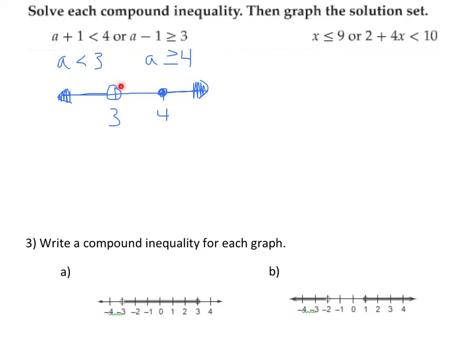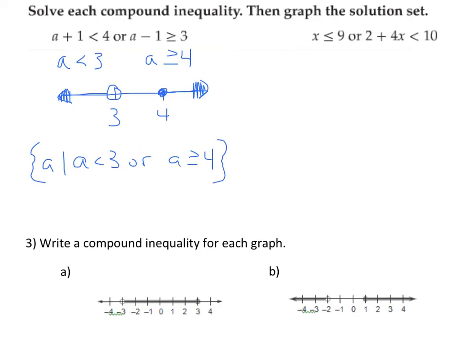Now, there's no special way to write an OR, so your final answer is just going to be a is less than 3 or a is greater than or equal to 4. Again, set builder notation. So on an OR statement, you will have an OR in between.